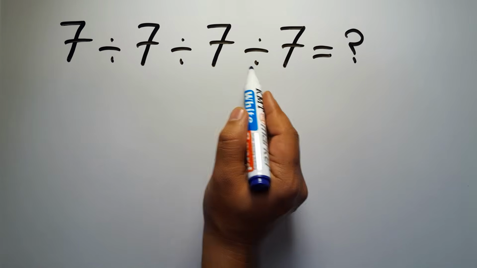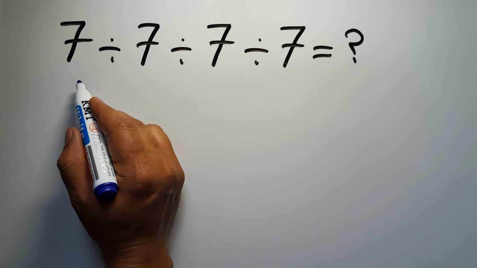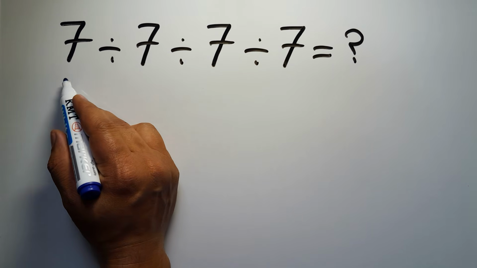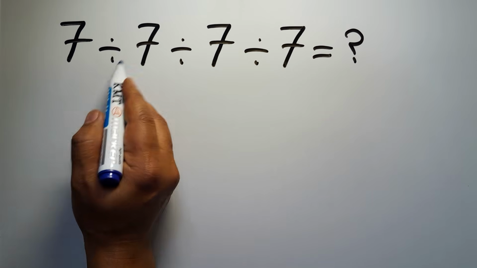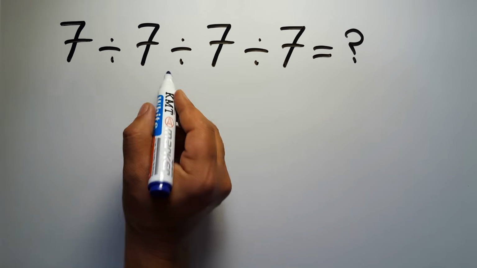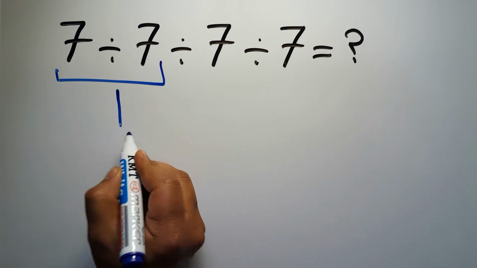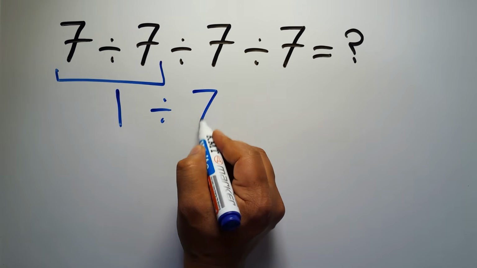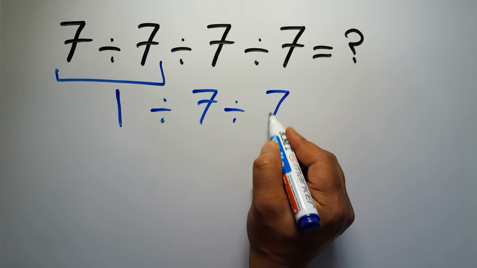In this expression, we have 3 divisions, and when we have more than one division in an expression, we have to work from left to right. So here first we have to do this division. 7 divided by 7 is just 1. So 1 divided by 7 and again divided by 7.